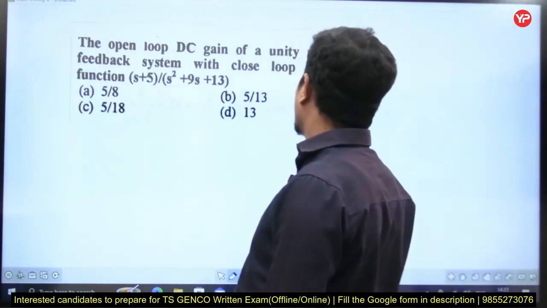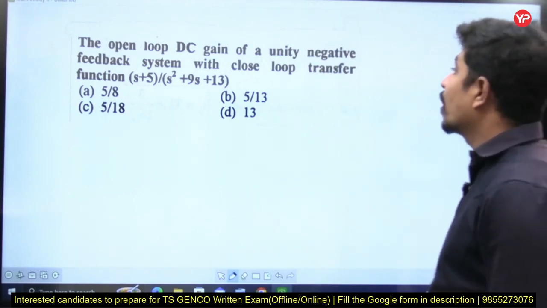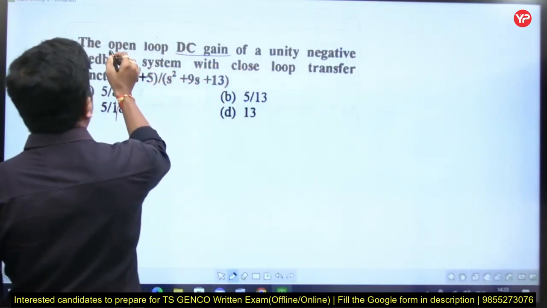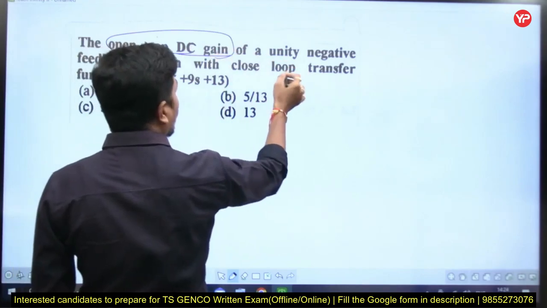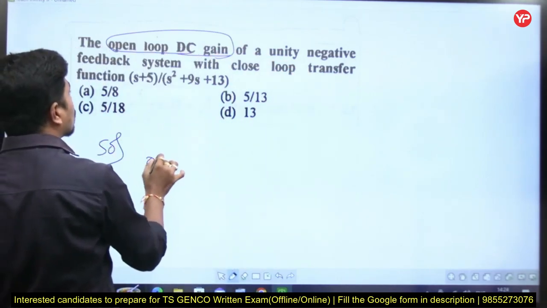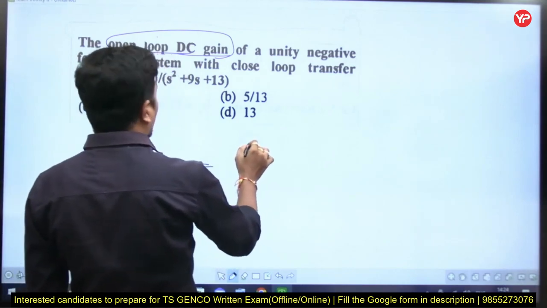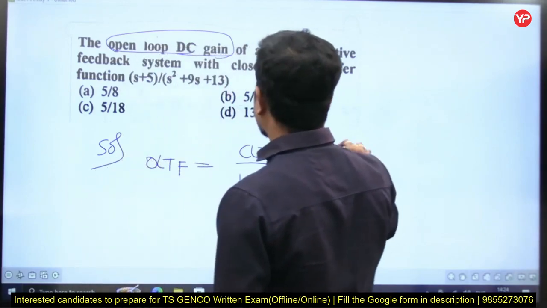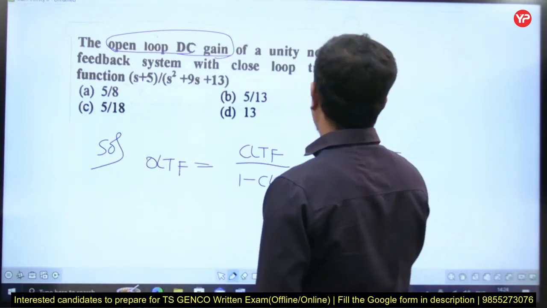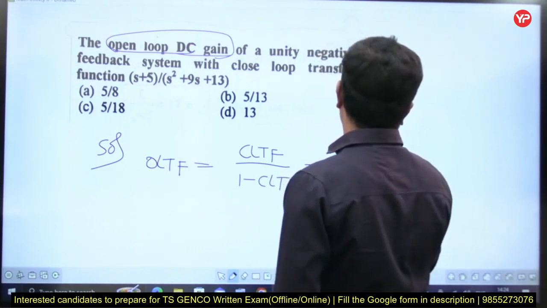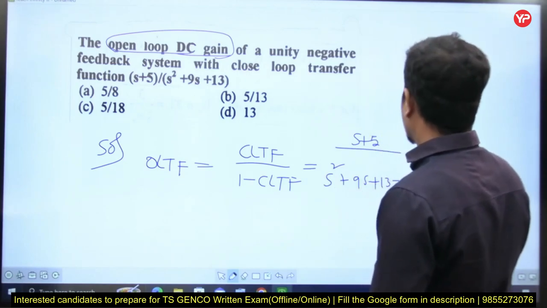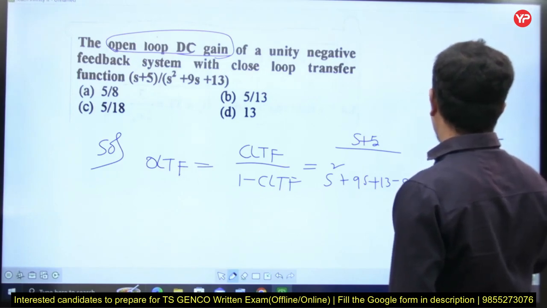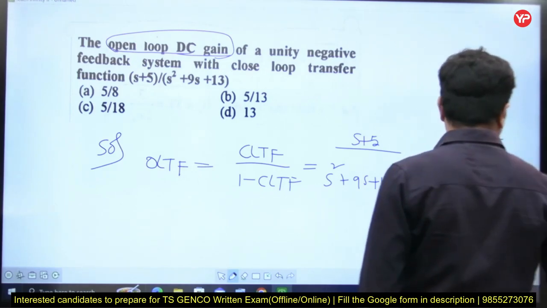The open loop DC gain of a unity negative feedback system with the closed loop transfer function is asked. He's asking open loop DC gain of a closed loop system. First of all, you have to get the open loop transfer function. Open loop transfer function is equal to CLTF by 1 minus CLTF, that is S plus 5 by S square plus 9S plus 13 minus S minus 5. So it is S plus 5 by S square plus 8S plus 8.